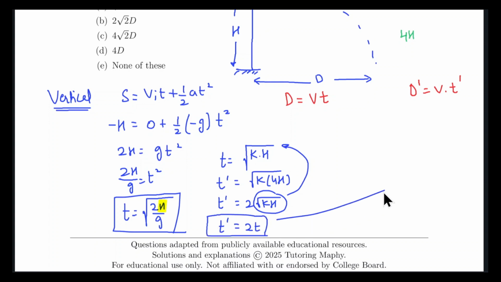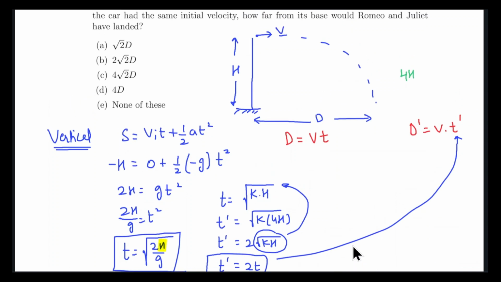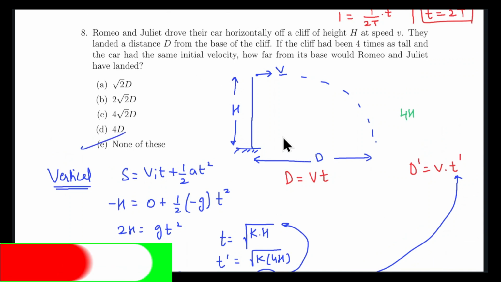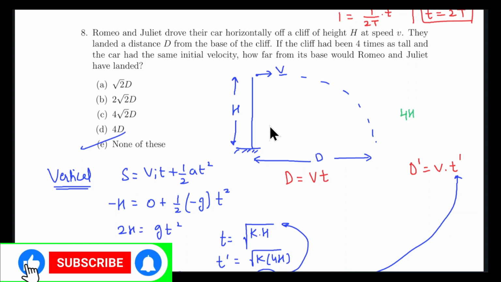So since the new time is twice of the old time, the new distance will also be twice of the old distance. So that is not anywhere in the option, so I'm going to mark option E as an answer. If you think otherwise, let me know in the comment section, but I think this is how this should be approached.